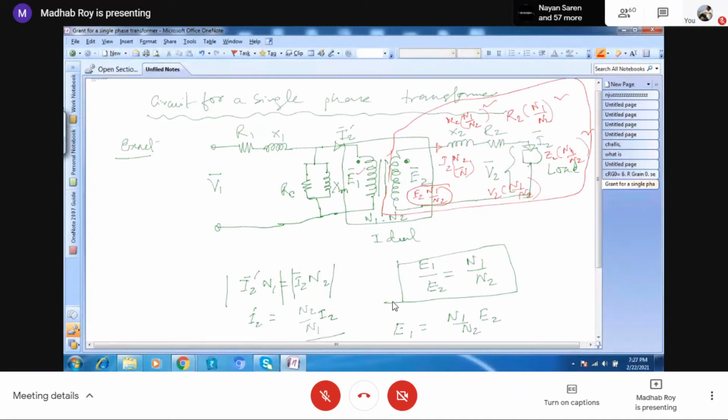As if this potential, that means the voltage of the new red circuit, I have not drawn the red circuit, I have just changed the values. You have to imagine that the secondary circuit is not the earlier one, it has been changed. So the secondary voltage E2 is no longer E2, it is E2 multiplied by N1 by N2. According to the turns ratio, this is exactly equal to E1.